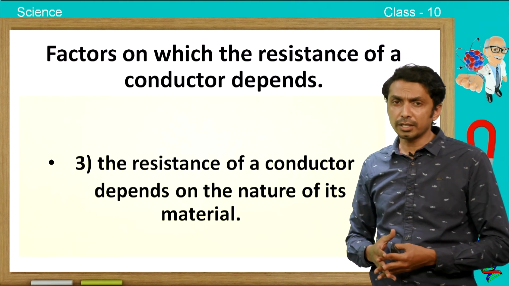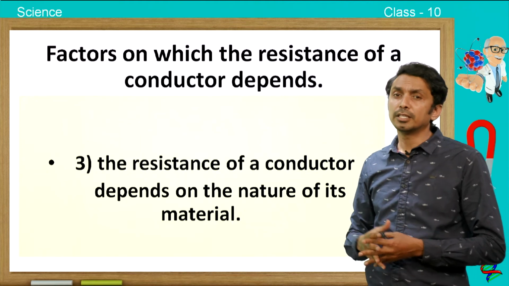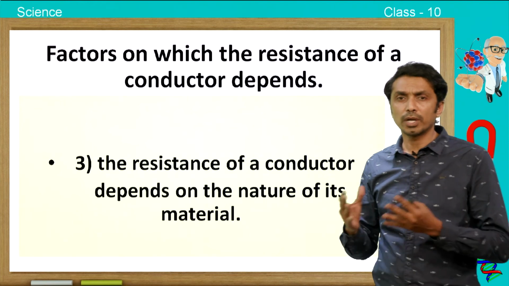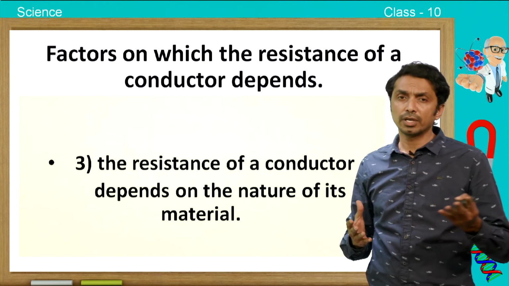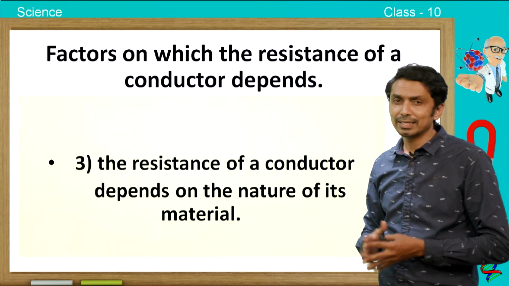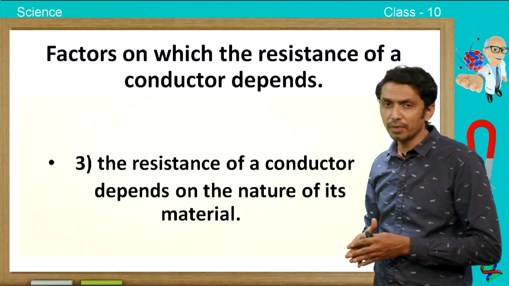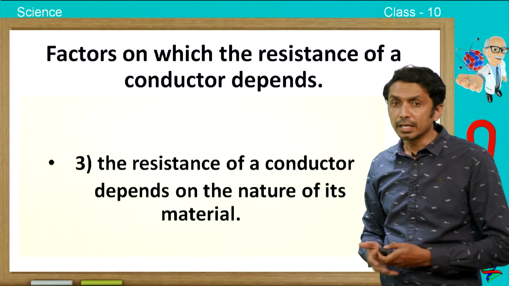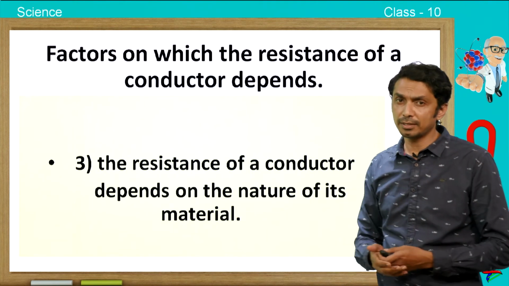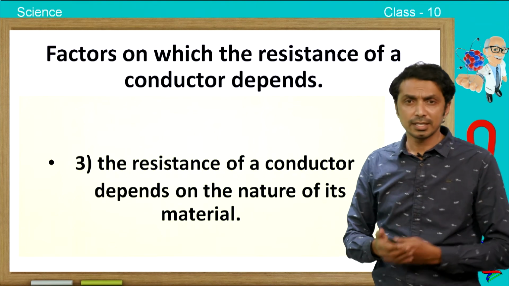In which other way does the resistance of a conductor depend? Yes, in the beginning itself we saw that if we change the materials from metal to rubber in the activity of eraser and coin, when we vary the different materials, then the resistance also varies. We verified it. That is why the resistance of a conductor depends on the nature of the material, whether it is a metal or any other substance.